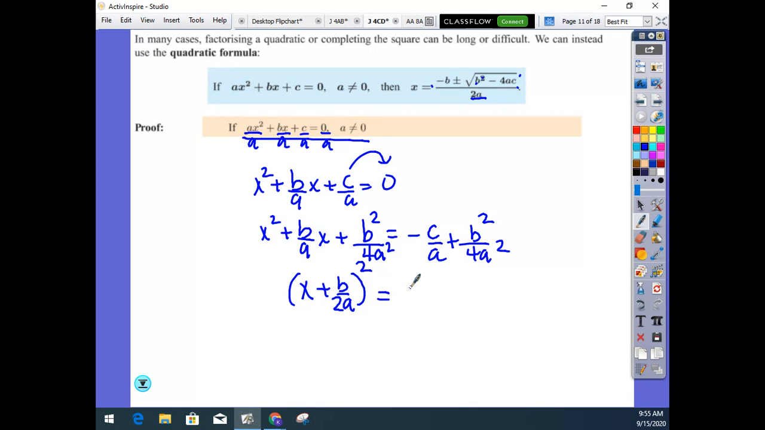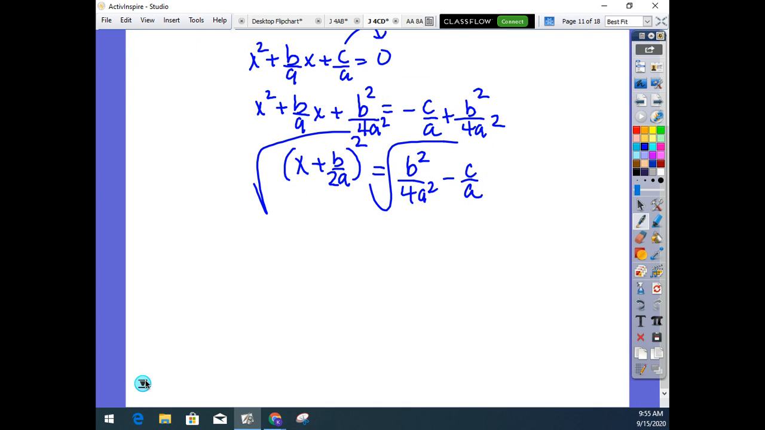I'm going to rearrange this. I'd rather have this be b squared minus c over a. Then we're going to square root both sides. Now, I'm going to get a common denominator. First of all, I'm going to put my plus or minus. And I need to multiply this by 4a, so I have a common denominator. b squared minus 4ac all over 4a squared.